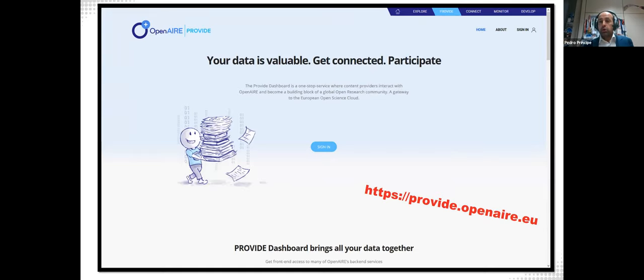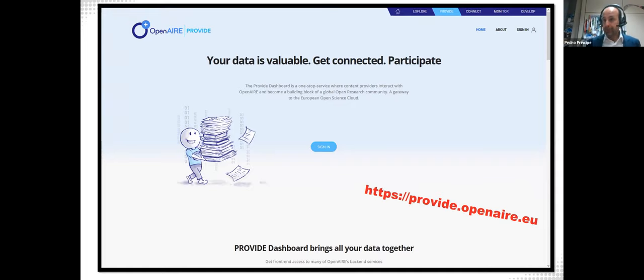Of course, you only have access to these different functionalities if you have a content provider, a data source that you manage. You can log in and you will see useful information about the service, but you don't see information about your data source unless you are the manager of your service.